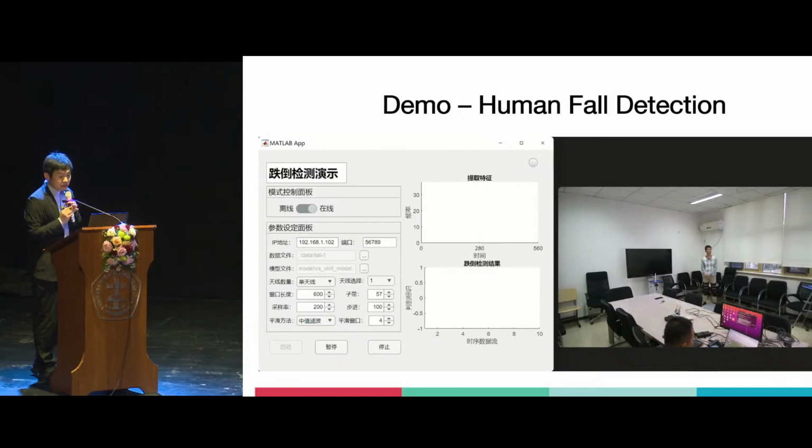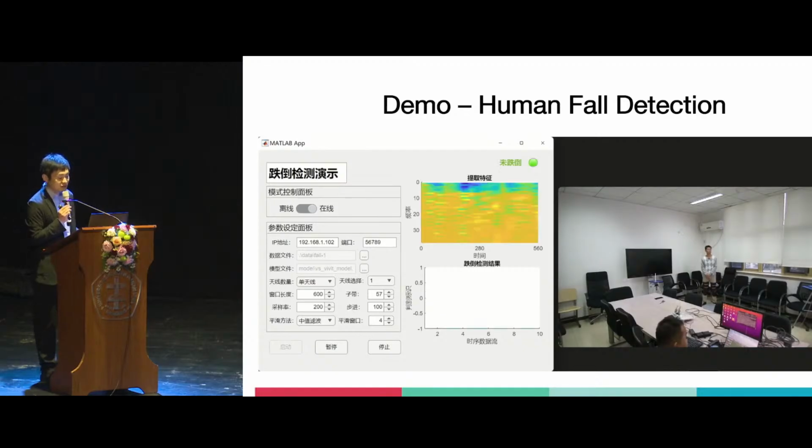The third demo is the fall detection. At the beginning, after the system starts, the light in the upper right corner is green, which means there is no fall. When the user suddenly falls down, the light turns red and a fall is detected. The light turns red. That means a fall event is detected.